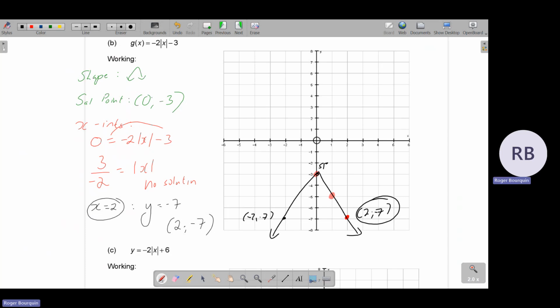Okay, you know what questions are coming for you and your partner? Domain, range, axis of symmetry. 2 minutes, 1 minute to discuss. Domain, range, axis of symmetry.